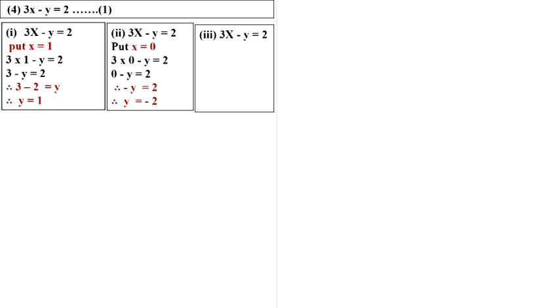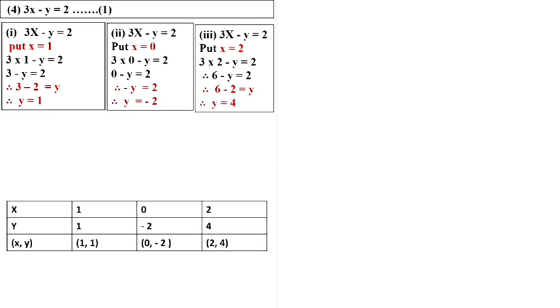Now the third, 3x minus y equal to 2. So here what x value are we taking now? 2. 3 into 2 minus y equal to 2. 3 twos are 6, minus y equal to 2. Now minus y will go to the right side and become positive y, and 2 becomes negative 2. 6 minus 2 is 4. Therefore y equal to 4. Substitute the values in the table to draw the graph.